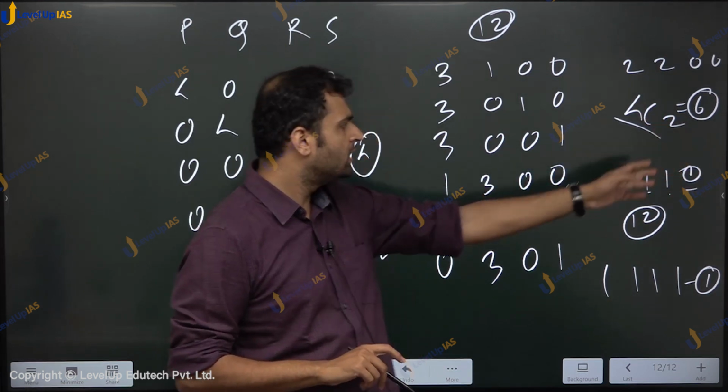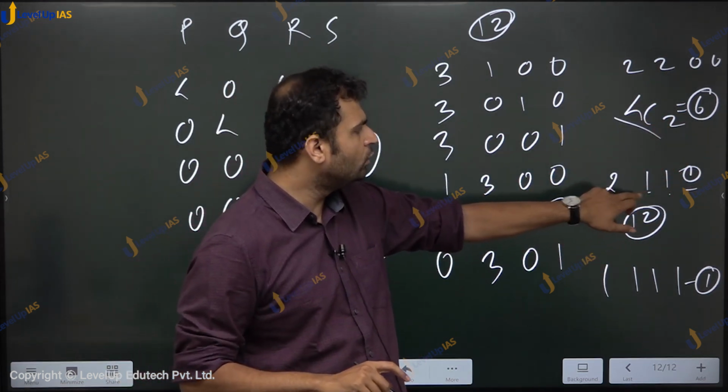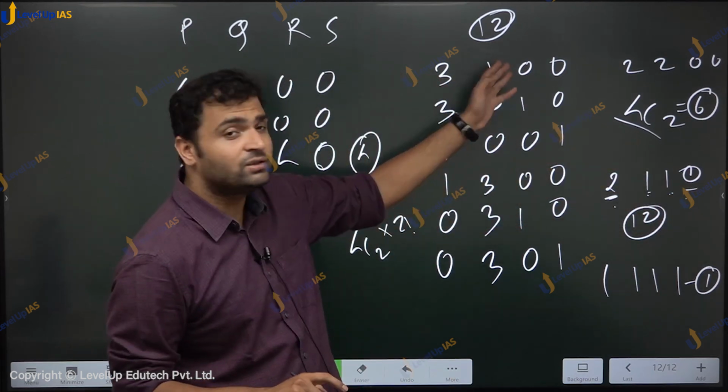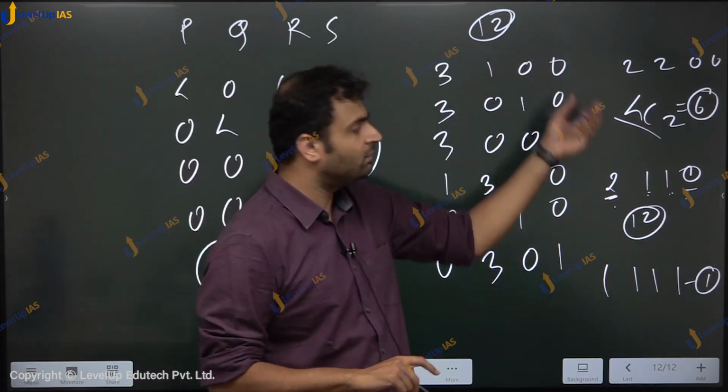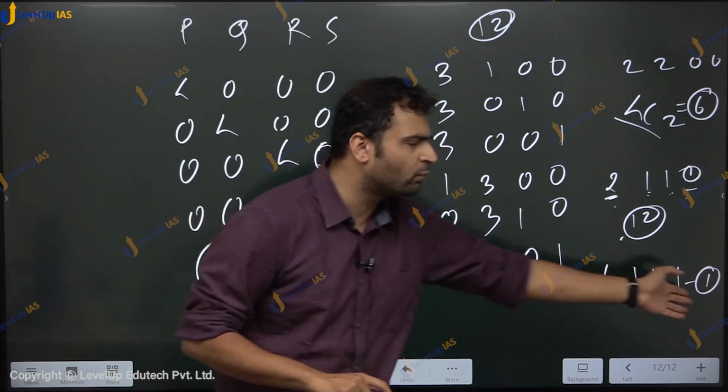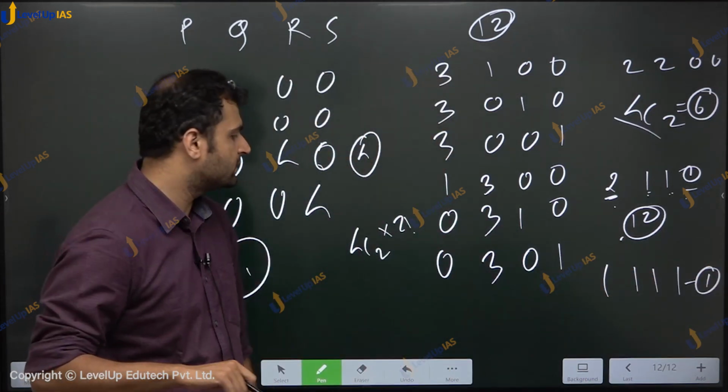Choose 2 papers. And finally, this case 2 1 1 0. It is the same as 3 1 0 0 because 2 things are different, 2 things are same. It will be again 12 cases. And lastly 1 1 1 1. That is only one single case.